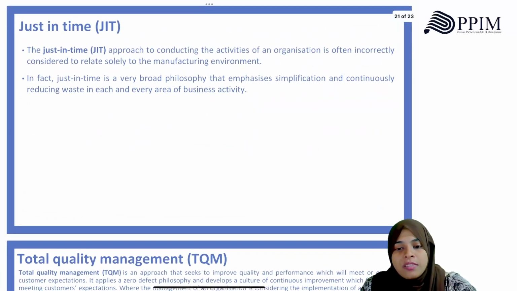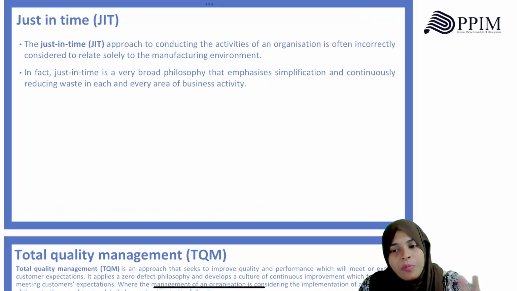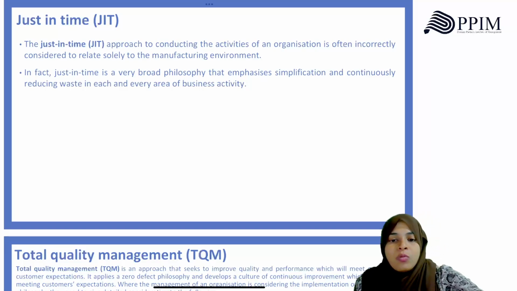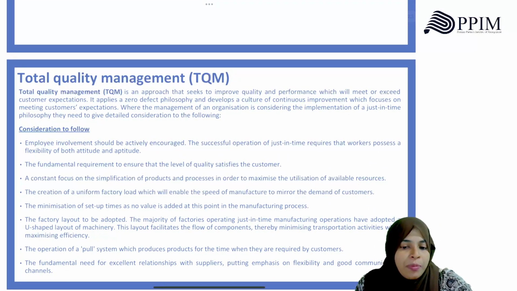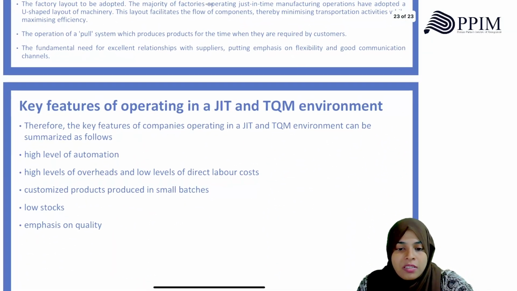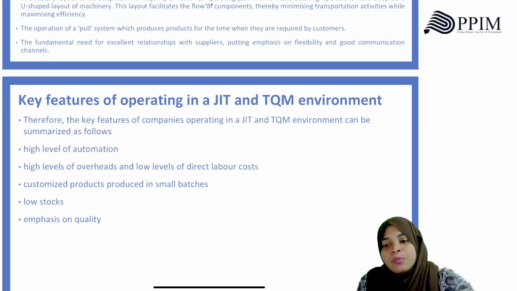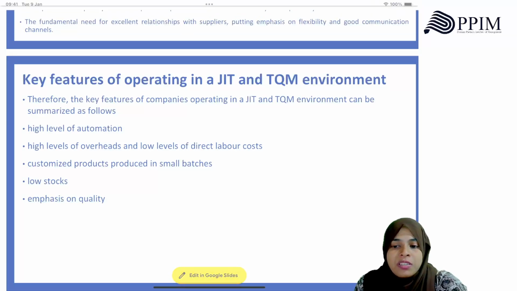Just-in-time approaches. Just-in-time is an approach where you're trying to reduce cost, right? But at the same time, it also tries to continuously reduce wastage, like it's a Japanese system. What is TQM? It's also a continuous improvement system, a Japanese system, where we are continuously trying to make small improvements, right? So in a JIT and a TQM environment, we will see high levels of automation, high levels of overheads, customized products produced in small batches. There will be low stock, they won't keep stock, and they emphasize mostly on what? Quality. Just incorporated that as well.